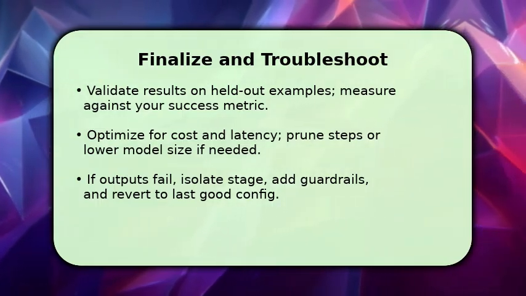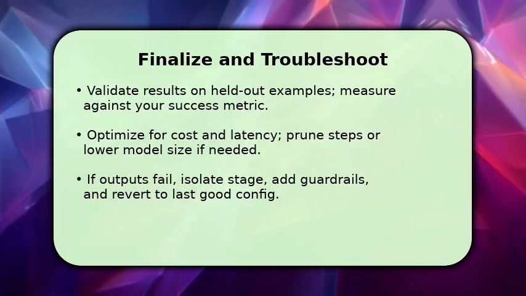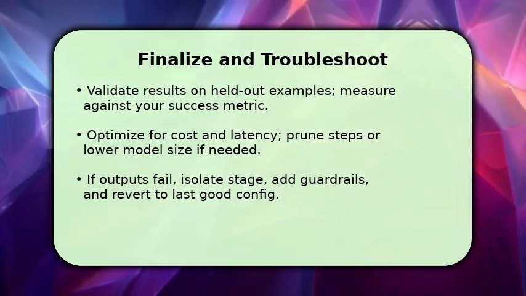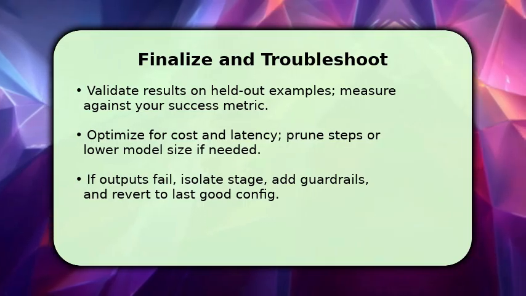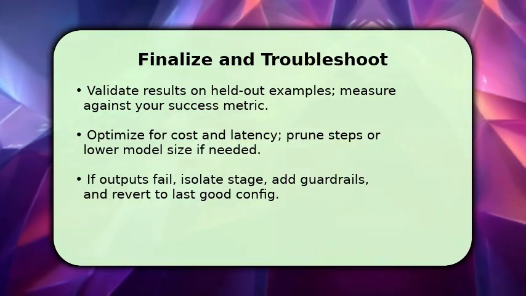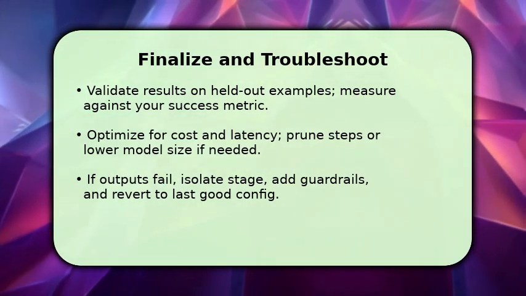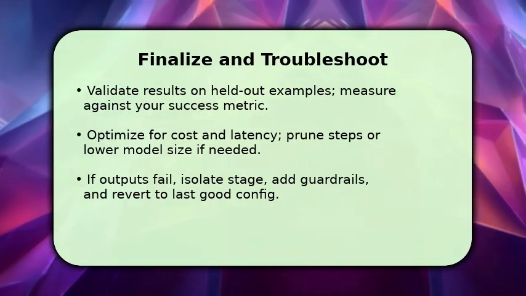Then optimize for cost and latency by pruning unnecessary steps, batching requests, or switching to smaller models when acceptable. If something breaks, isolate the failing stage, add input guardrails or sanity checks, and revert to the last known good configuration. This targeted rollback prevents wasted time and keeps the system stable while you diagnose.